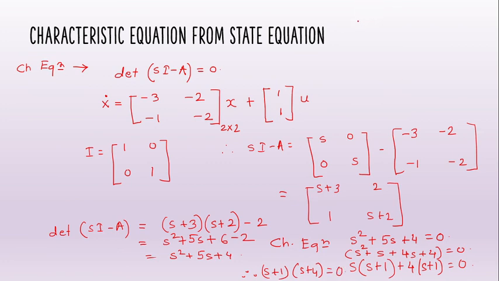Therefore there will be 2 poles. One is s equal to minus 1 and another is s equal to minus 4. These are the 2 poles of this system. So in this way, if the A matrix is given, we can get the characteristic equation as well as the poles of the system.